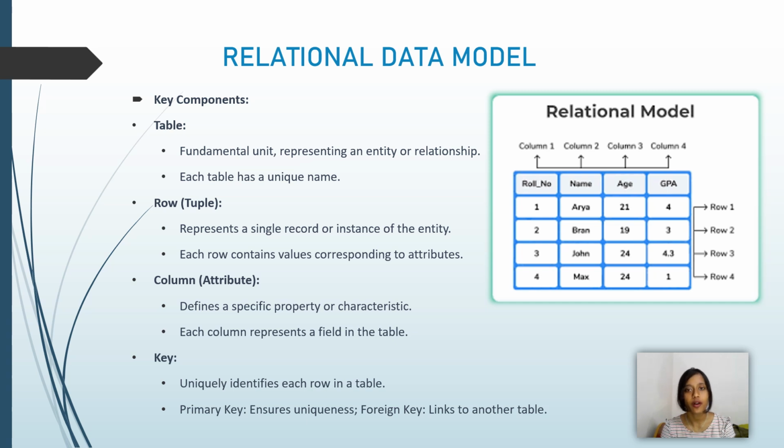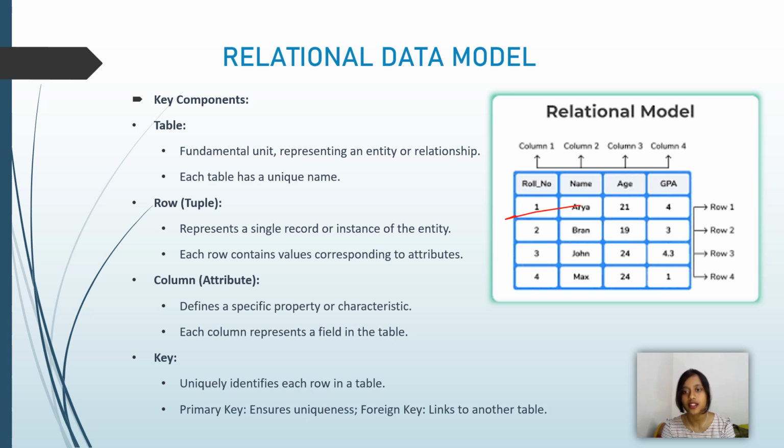The key components of the relational data model are the table, row, column and key. Here it organizes the data into tables with rows and columns and it emphasizes the relationship between the tables. The key concepts, as I told, will also include SQL, that is the Structured Query Language, which is commonly used in the relational data model. A table is the fundamental unit which represents each relationship. Rows represent a single record or instance of the entity. For example, here the first one, the name Arya.